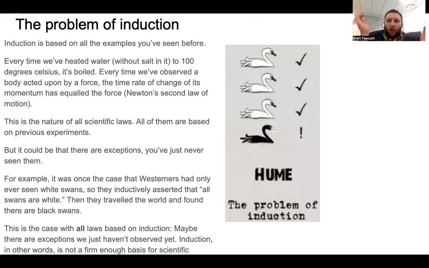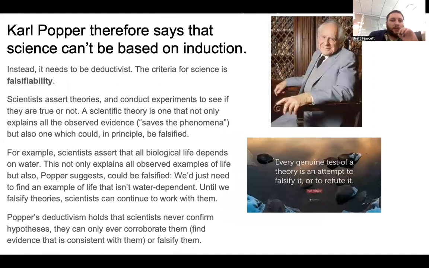But then they traveled the world. They went to, I think, Western Australia and observed, oh, there actually are black swans. So there you have it, right? This definition that goes back to ancient Rome of a swan as being a white bird, just overthrown, because now they found an exception. But that's the case with all laws based on induction, right? They're all just based on all the examples we've seen up till now. Maybe there are exceptions we haven't observed yet. So induction is not a strong enough basis for scientific knowledge.